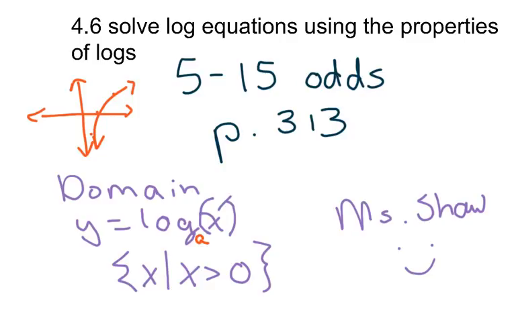And you can look at the graph here and see why. Because the vertical asymptote is x equals 0. So it can't equal 0, and it's positive values for the quantity of x. So let's get started. We're going to do number 5.